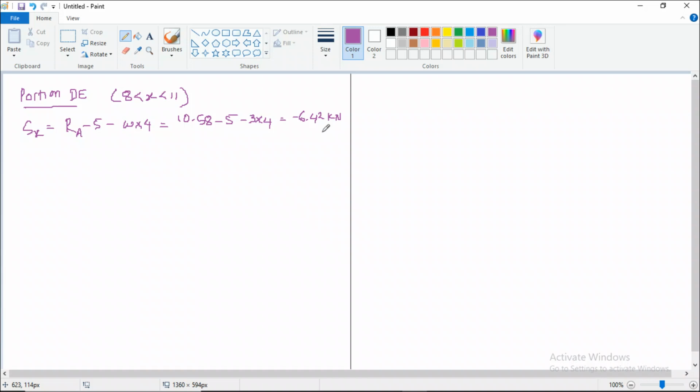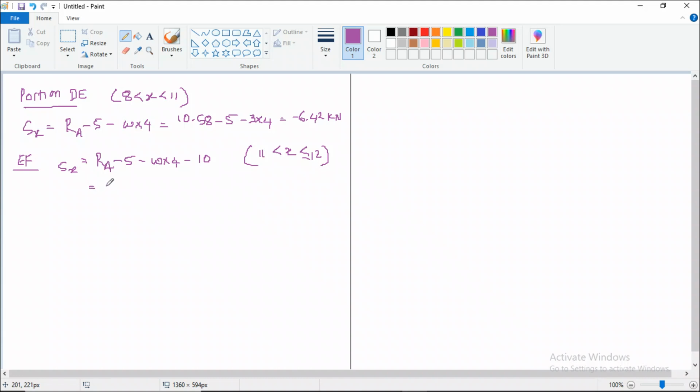Here at both points, if you put the values of x, at x equal to 8 you will get minus 6.42, and at x equal to 11 you will get minus 6.42, because there is no force between portion D and E. And the last portion, that is portion EF, you have your Sx value equal to Ra minus 5 minus W into 4 minus 10 kilonewton. Here your range will be 11 less than x less than or equal to 12.